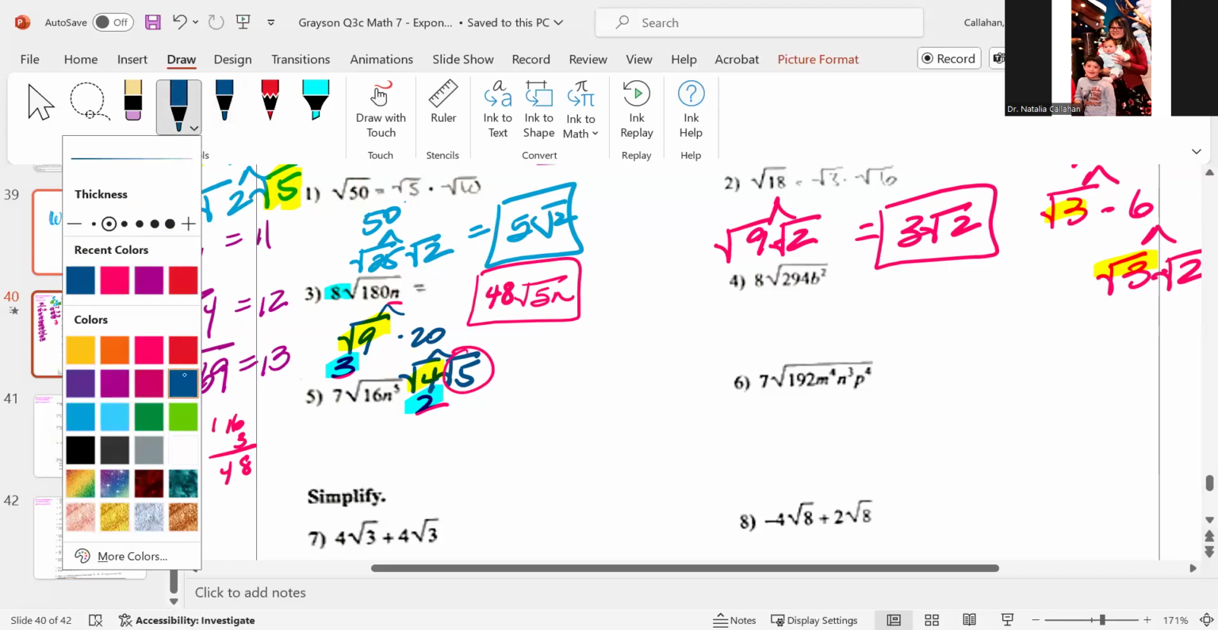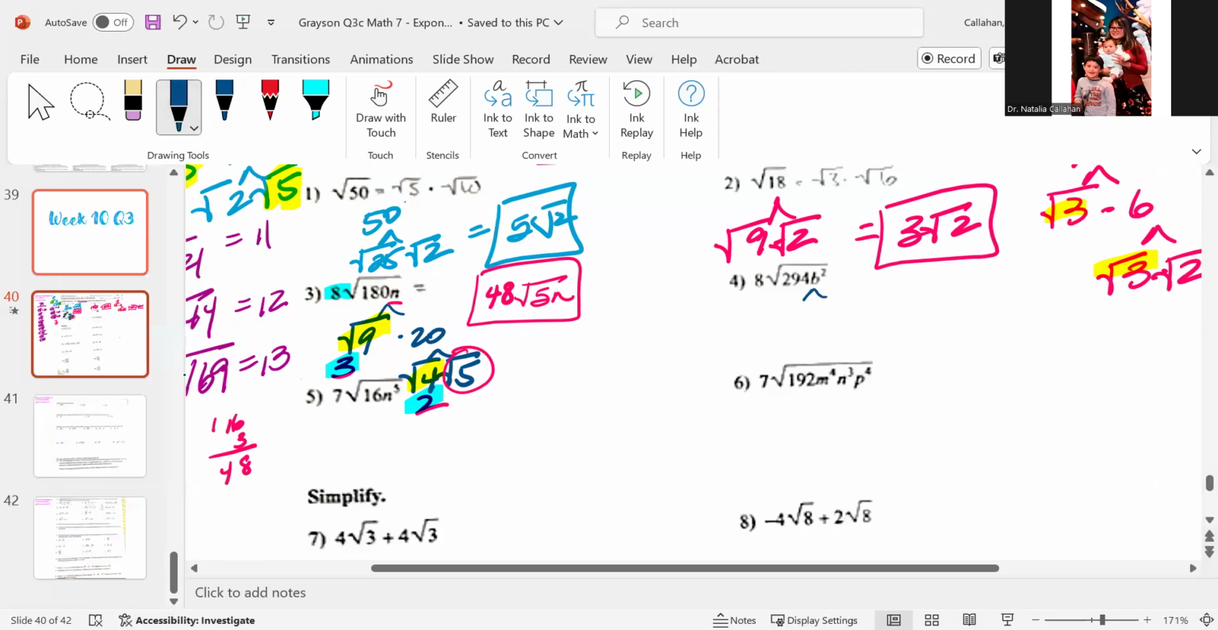Okay, take a look at number 4. 294. If you're not sure in 294, you know it's even. So it's 2 times 147. 1, 4, 7. I might be able to do 3 because 3 times 9 is 27. So then 3 times 4 is 12. So 49. So actually that would work. And so then you put the square root here.